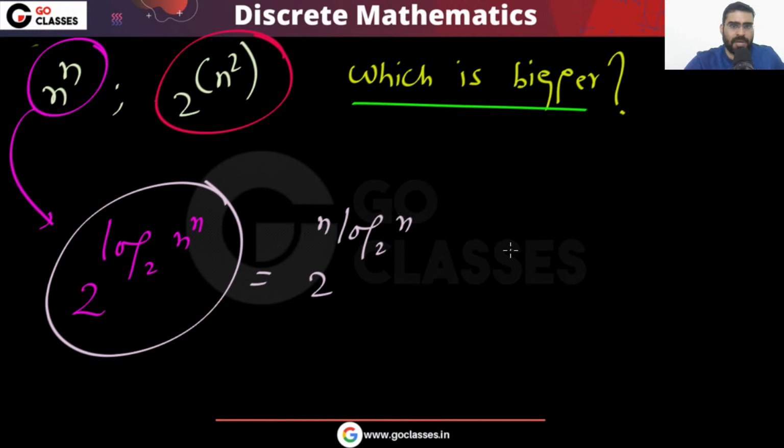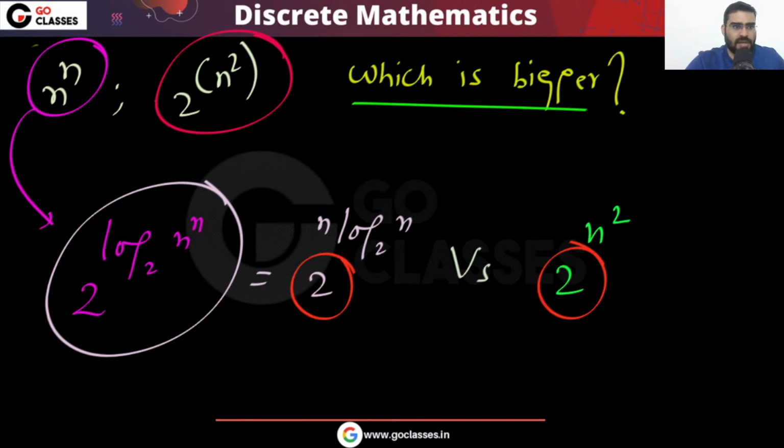Now what do you have to compare? Now you just have to compare this and this, this versus 2 power n square. So now the base is the same. You remember, now the base is the same. Now all you have to do is compare the exponents, so you can see this n log n and n square.